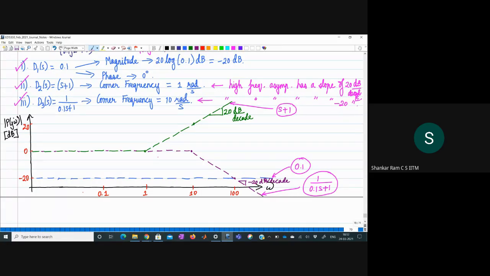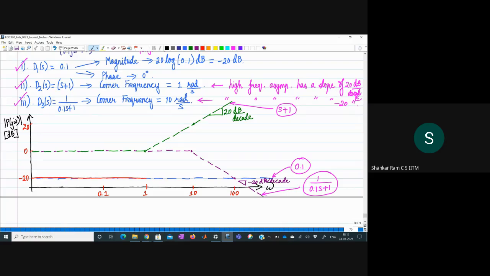So we can immediately see that at low frequency, the contribution will come only from 0.1, right? Of course, once again, I'm not considering the actual curve. We are only considering the asymptotic curve. So till a frequency of 1, the magnitude will be minus 20 decibels. Does everyone agree?